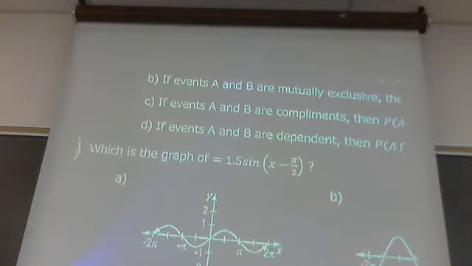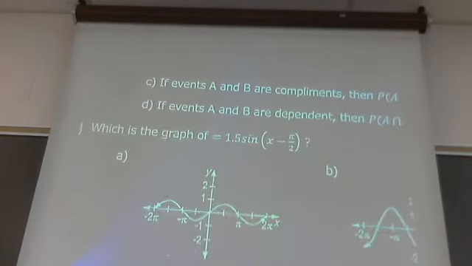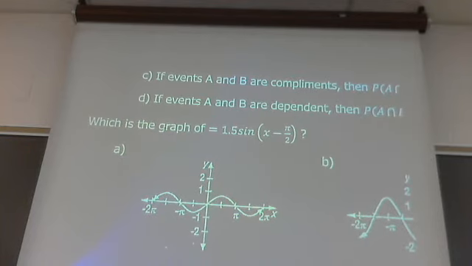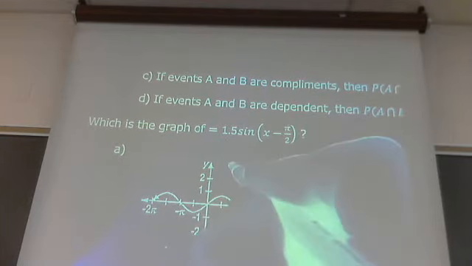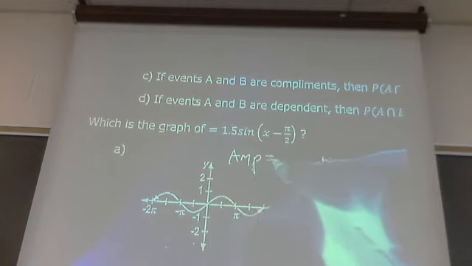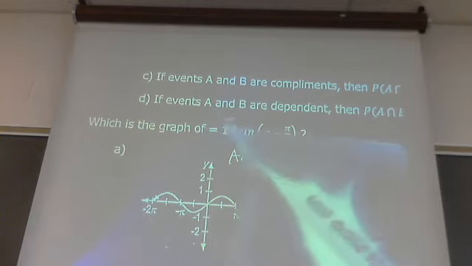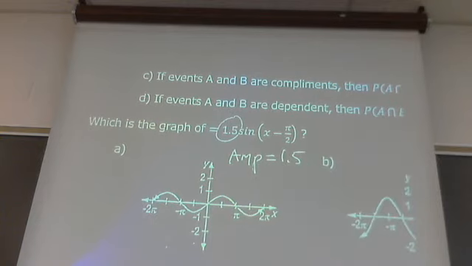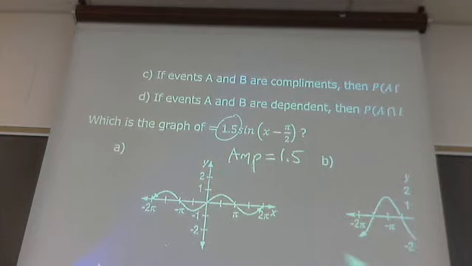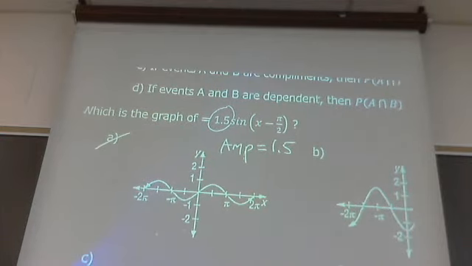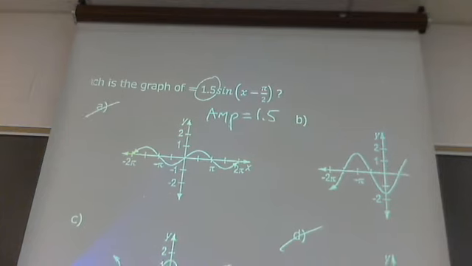Okay, now down to the wave. From the equation, what do you know is the amplitude? 1.5, right? That is the scale change in the vertical direction. So, have we gotten rid of any choices? A and D. Wow, that was nice. Eliminated those. So now we're down to B and C.